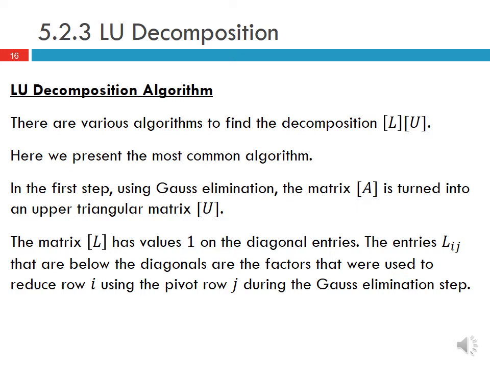The matrix L then has values 1 on the diagonal entries, and the entries Lij that are below the diagonal are the factors that were used to reduce row i using pivot row j during the Gauss elimination step. So Lij is equal to Aij over Ajj.